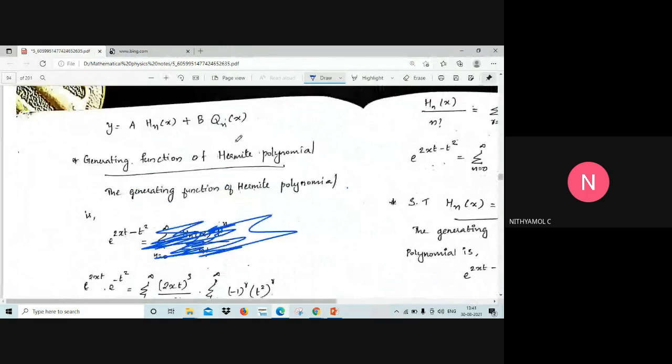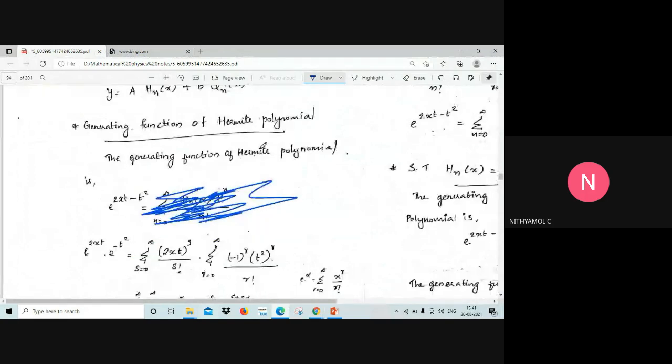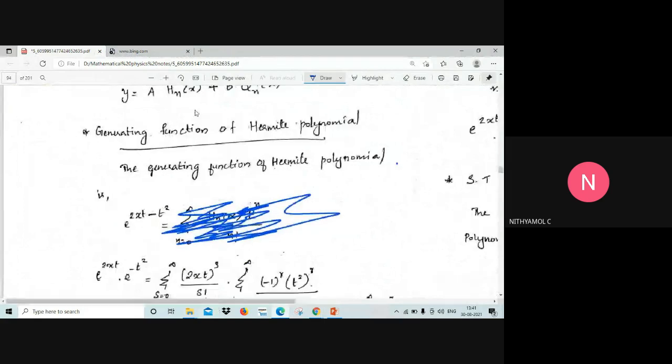Now, generating function of Hermite polynomial. In the case of Bessel function, we proved that Jn of x is the coefficient of z raised to n in the expansion of a function. We already saw the method. So here also we can use the same method, or say another generating function.